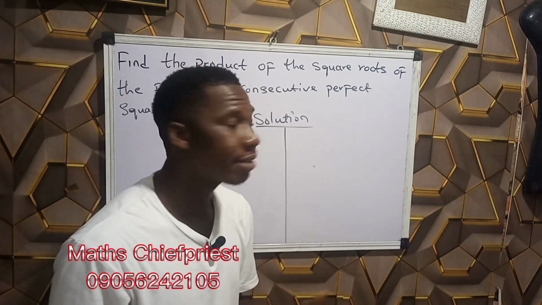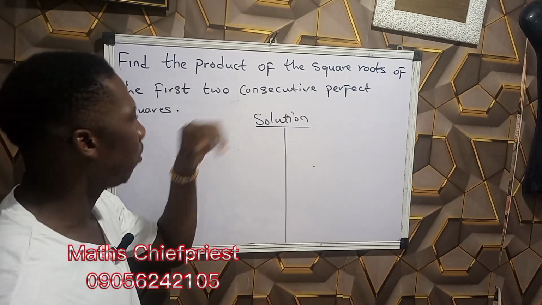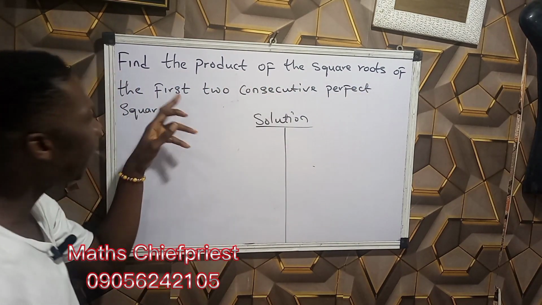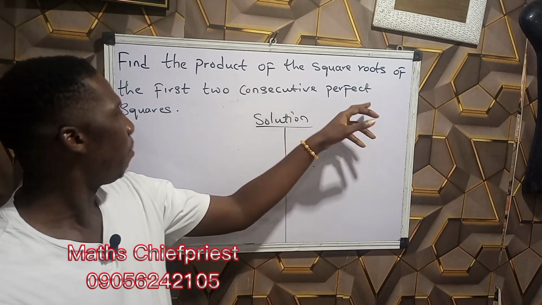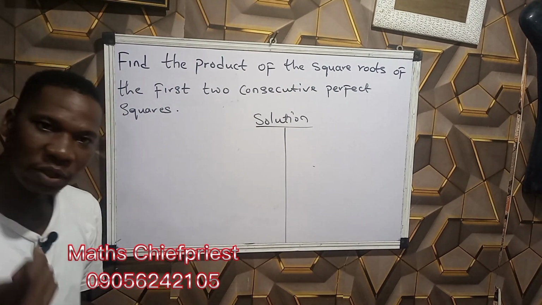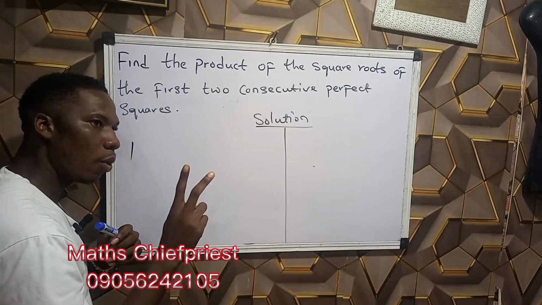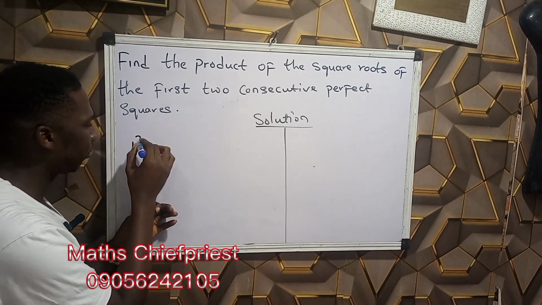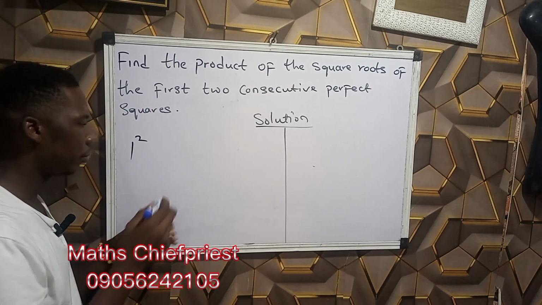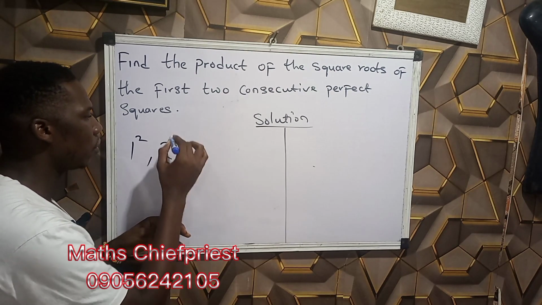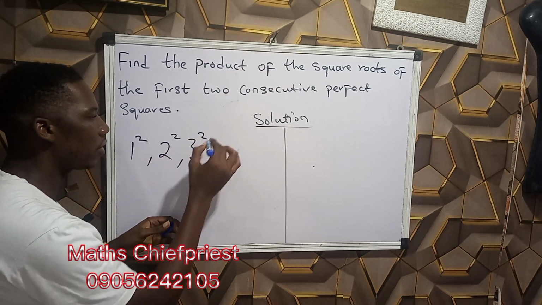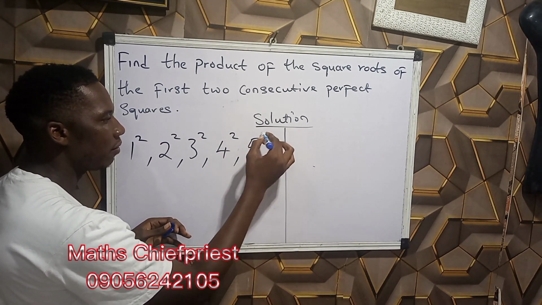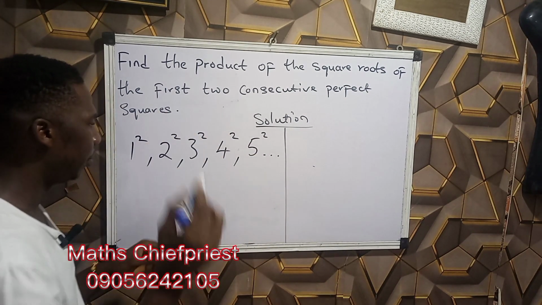Today's question is: find the product of the square root of the first two consecutive perfect squares. The first two consecutive perfect squares. One, one times one, one. The next one, two square. The next one, three square. The next one, four square. The next one, five square, and so on.